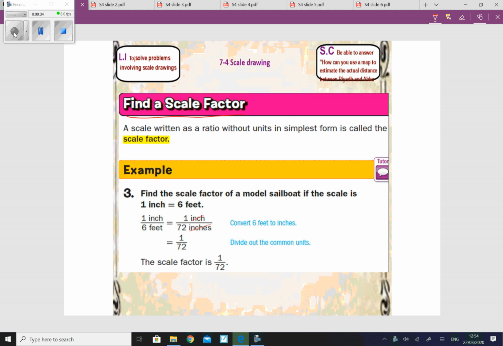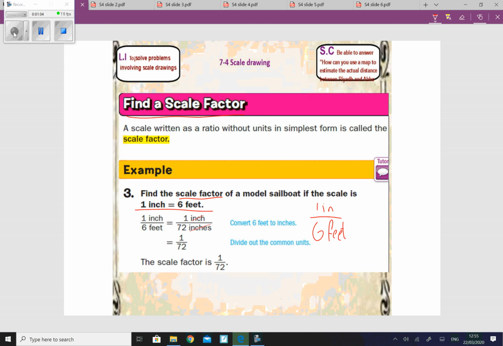The scale factor is the ratio of the scale itself. So here he gave you: find the scale factor of a model sailboat if the scale is 1 inch to 6 feet. Each 1 inch is equal to 6 feet. What am I going to do? It's so easy. You are going to divide the two numbers by each other. For example, 1 inch over 6 feet.